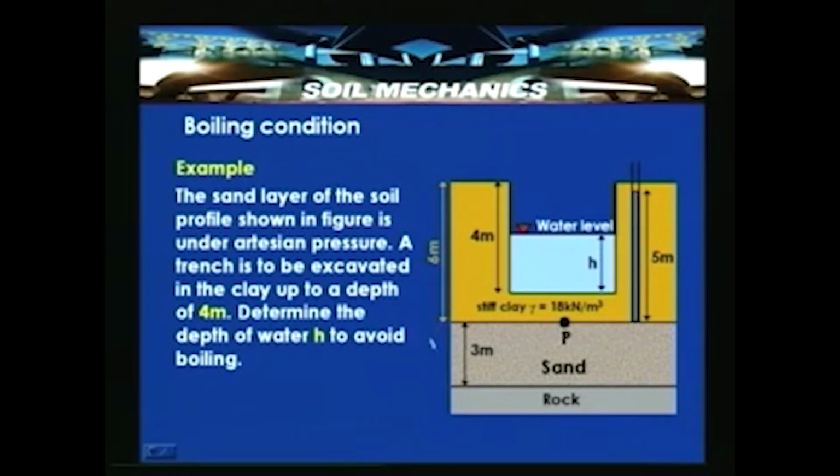So, let us consider a case where we know that there is an artesian head of 5 meters. The entire sand here is saturated and under artesian head conditions. A trench is to be excavated in the clay up to a depth of 4 meters, which is in the stiff clay having a unit weight gamma equal to 18 kilonewton per meter cube. Determine the depth of the water H to avoid boiling. In case the boiling phenomenon occurs, what is the height of water I should maintain to prevent any boiling failure? So, let us see the solution.